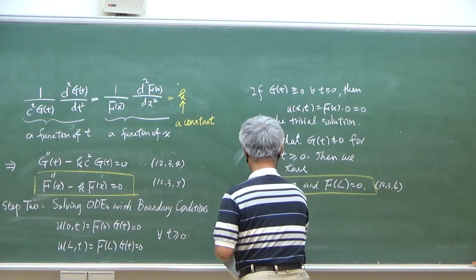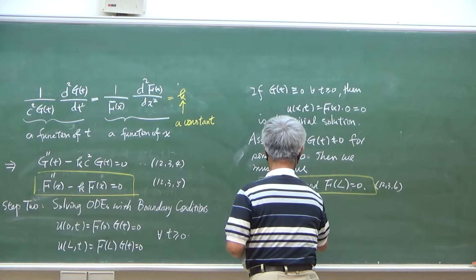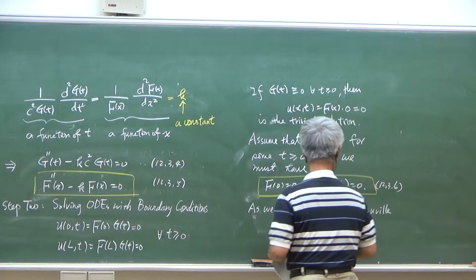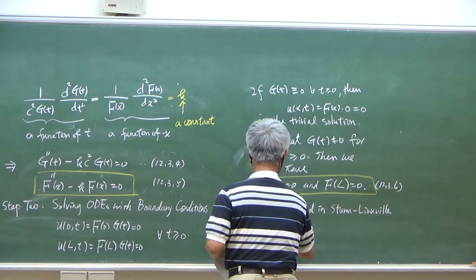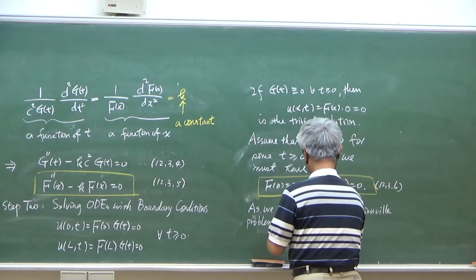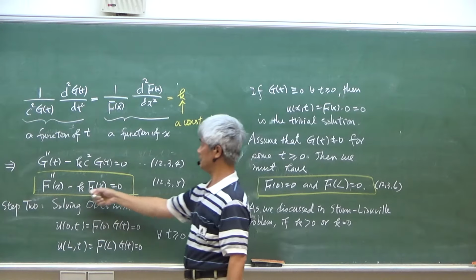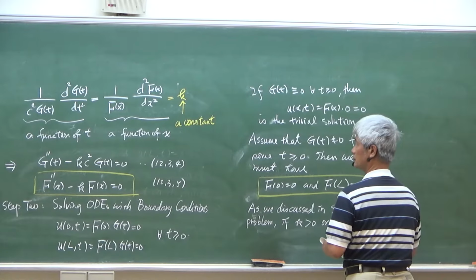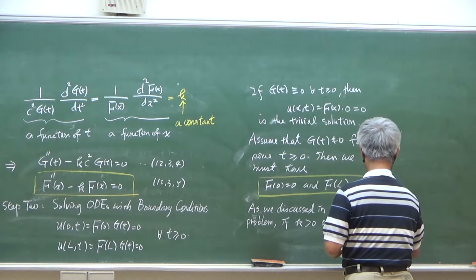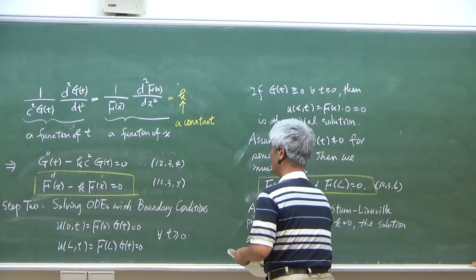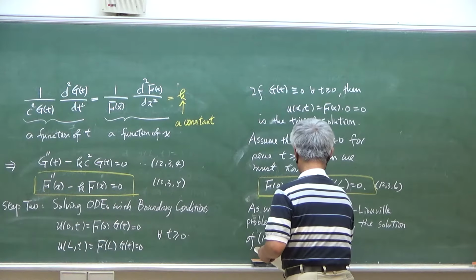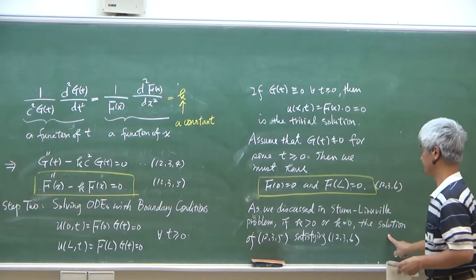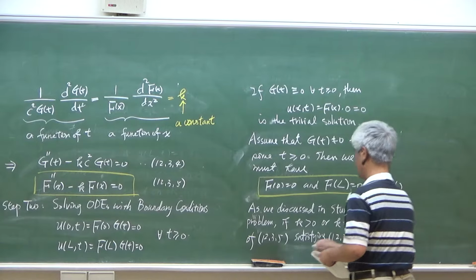Now, as we discussed in the Sturm-Liouville problem, if k is greater than 0 or k equal to 0, okay, the solution of 12.3.5, satisfying the two boundary conditions, right, is the trivial solution.